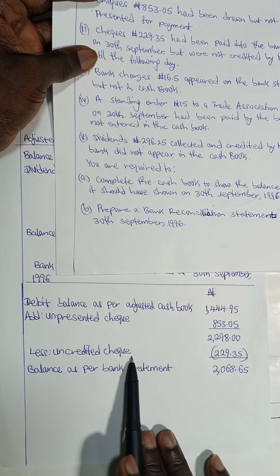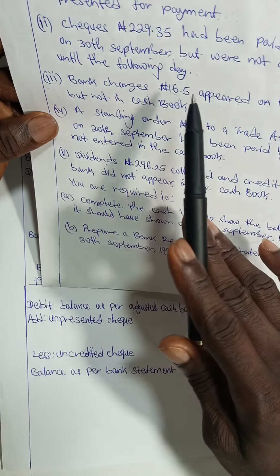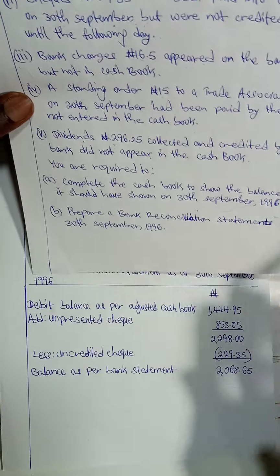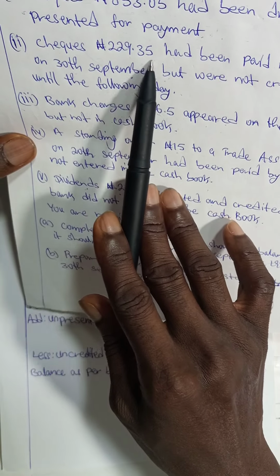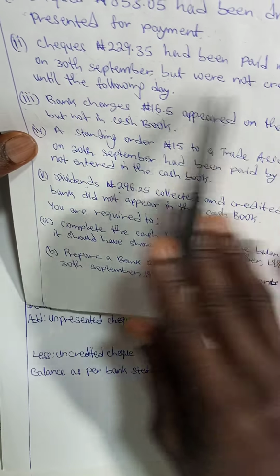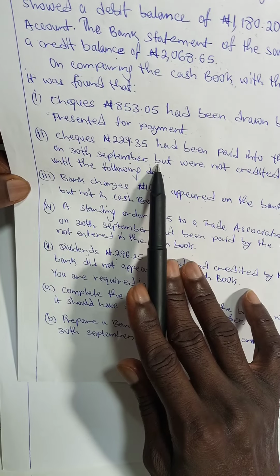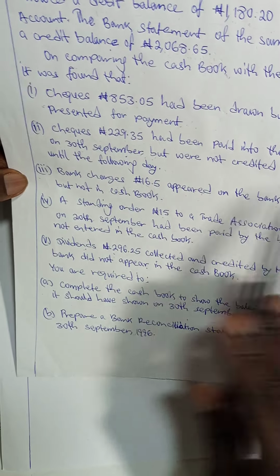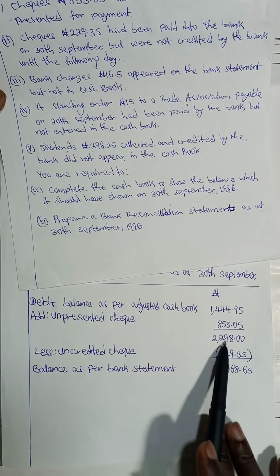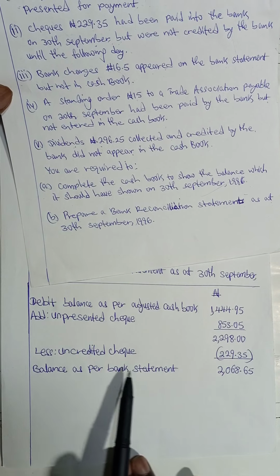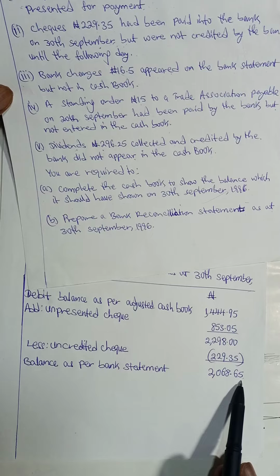Then we less uncredited check. We normally deduct uncredited check. The uncredited check is this: checks of 229 naira 35 kobo had been paid into the bank on 30th September, but were not credited by the bank until the following day. This is an uncredited check, so we will less it. That's why we are deducting it here. So we now got balance as per bank statement, 2,068 naira 65 kobo.